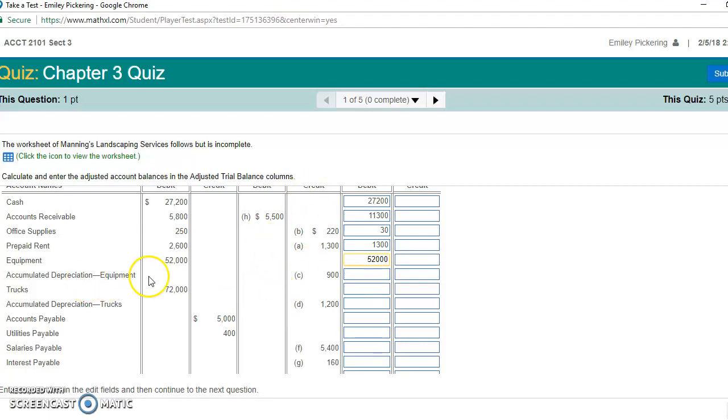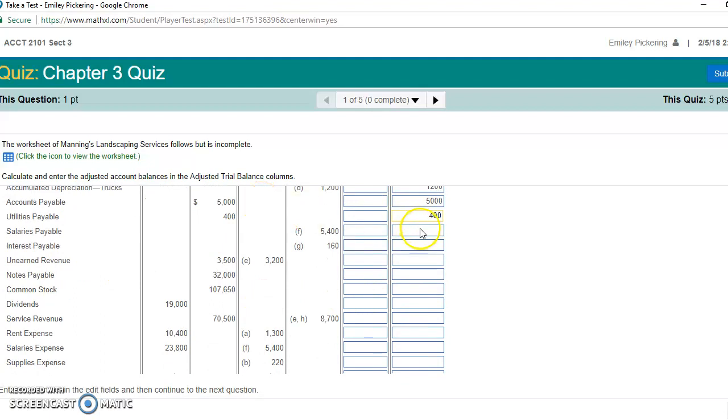Now, accumulated depreciation, I had nothing, and then I had a $900 credit entry. So I'm going to do that. Accumulated depreciation does always sit on the credit side. And again, with the depreciation, started with nothing and then credited 1,200. Accounts payable, that did not change. I have a credit balance of 5,000. Utilities, credit balance of 400.